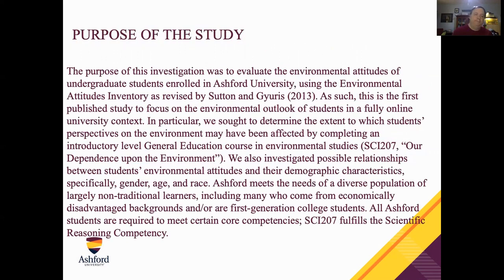Purpose of the study. The purpose of this investigation was to evaluate the environmental attitudes of undergraduate students enrolled in Ashford University, using the Environmental Attitudes Inventory as revised by Sutton and Gyuris. As such, this is the first published study to focus on the environmental outlook of students in a fully online university context. In particular, we sought to determine the extent to which students' perspectives on the environment may have been affected by completing an introductory level general education course in environmental studies, SCI 207, Our Dependence Upon the Environment.